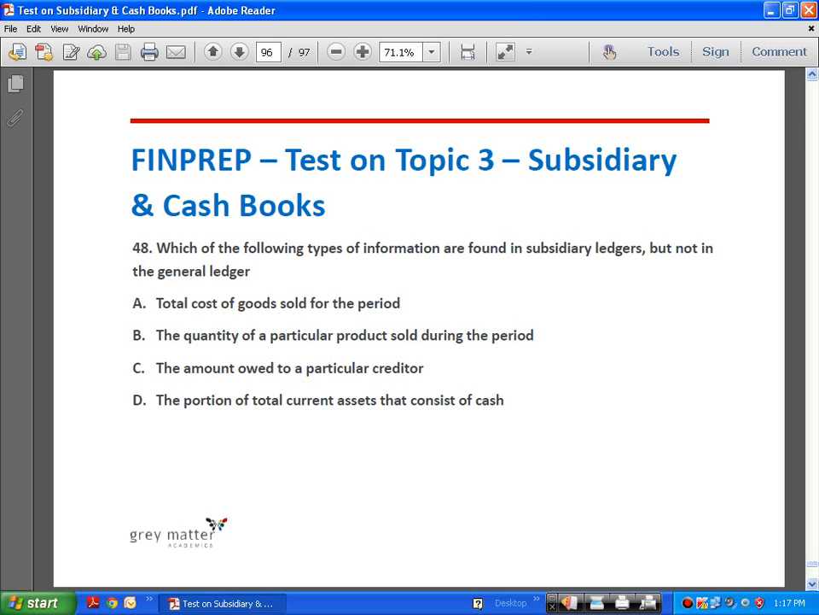Which of the following types of information are found in subsidiary ledgers but not in the general ledger? Let's look at option A. It says total cost of goods sold for the period. Yes, that information can be got from the general ledger.